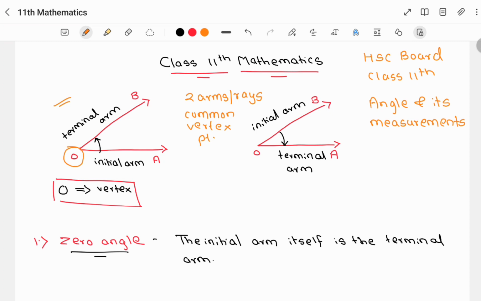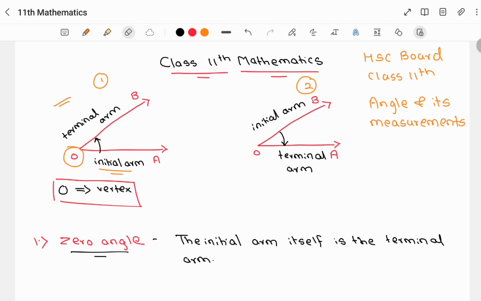The starting arm is called the initial arm, and the final position of the initial arm after rotation is called the terminal arm. Now, when we talk about angles, the sense of rotation of the angle is also important, which can be seen from the two figures as shown, figure number 1 and figure number 2.